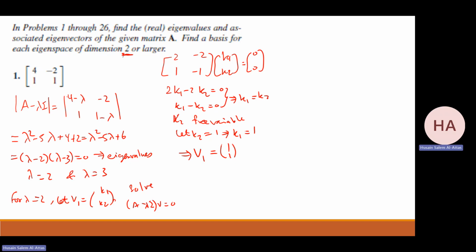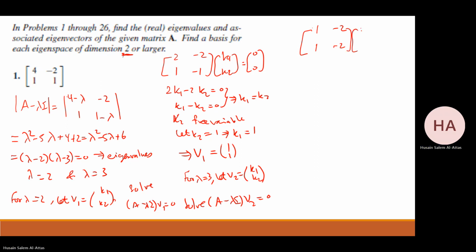Okay. Second one. Now for lambda equal 3, call it V2, K1, K2. I need to solve this same system for lambda equal 3. So what do I have? 4 minus 3, that is 1, minus 2. 1, 1 minus 3, that is minus 2. K1, K2 equals 0, 0. I did need to find the basis for the eigenspace, but the dimension is not 2, the dimension is 1.